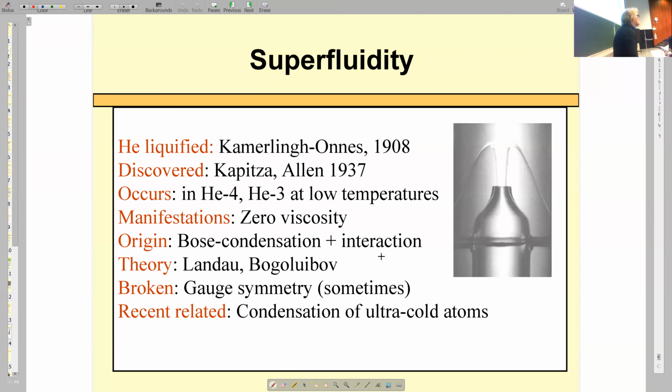A bit out of time, so let me go to superfluidity. And stop me if I go on with long jokes.